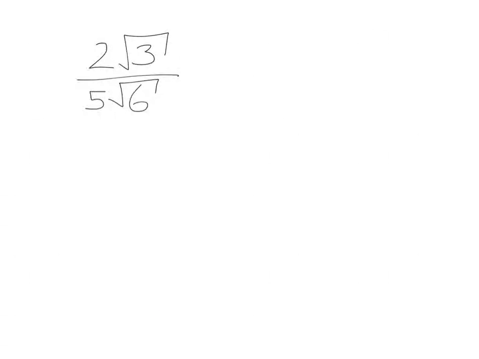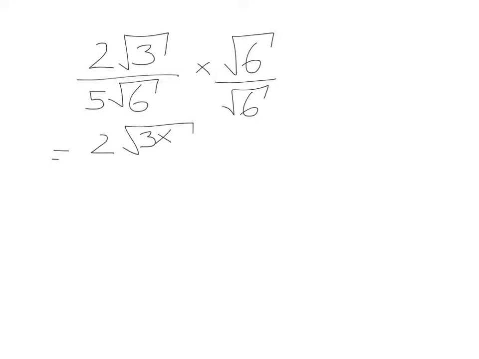Okay, in this last example, I've been asked to simplify the surd, or rationalise the denominator of the surd 2 root 3 over 5 root 6. So we're just going to do the same as we did in the last question. We're going to multiply it by 1, but how we're going to write 1 is we're going to write it as root 6 over root 6. I am then going to multiply the top together, so I'm going to have 2, and then I'm going to have 3 times 6. And then on the bottom, I'm going to have 5 times 6, root 6 times root 6 is 6.